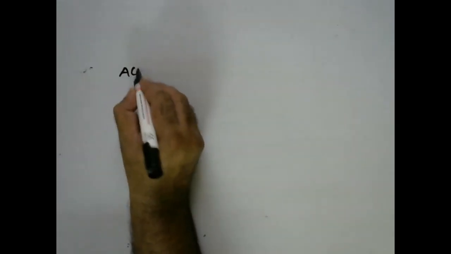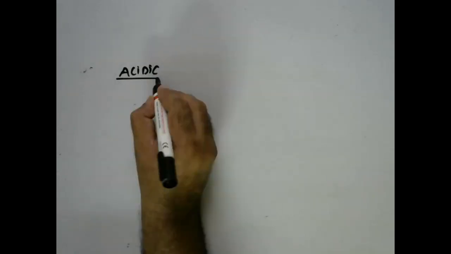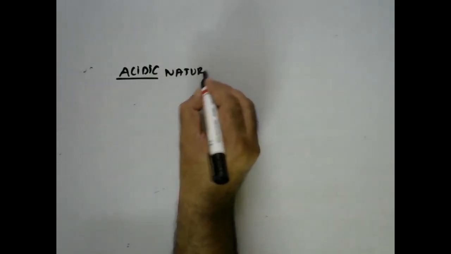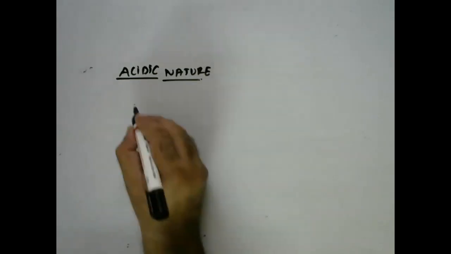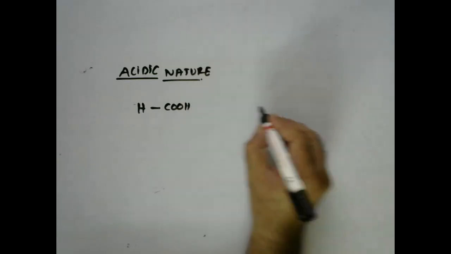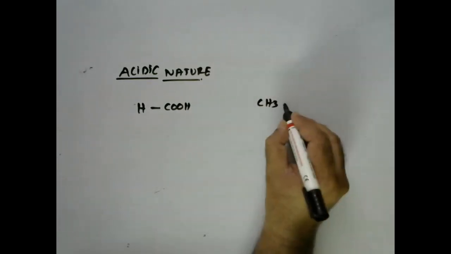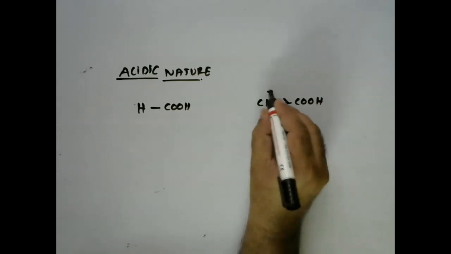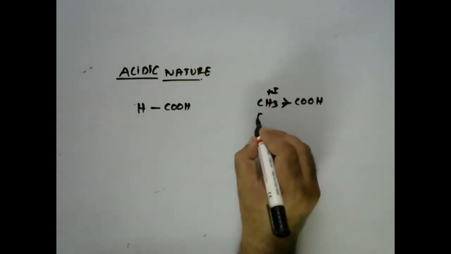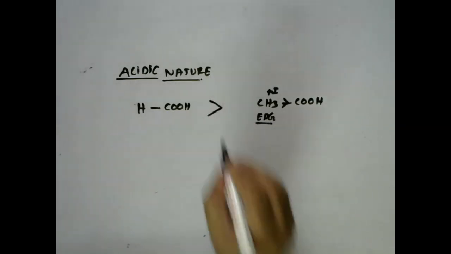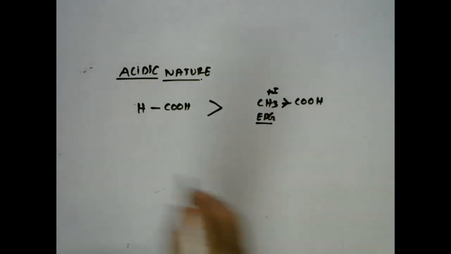So let us compare the acidic nature of the following acids. Let's compare first of all formic acid and acetic acid. In acetic acid, there is a CH3 group, a strong plus effect, electron donating group. So naturally acidic nature will be less. So formic acid is better as compared to acetic acid.